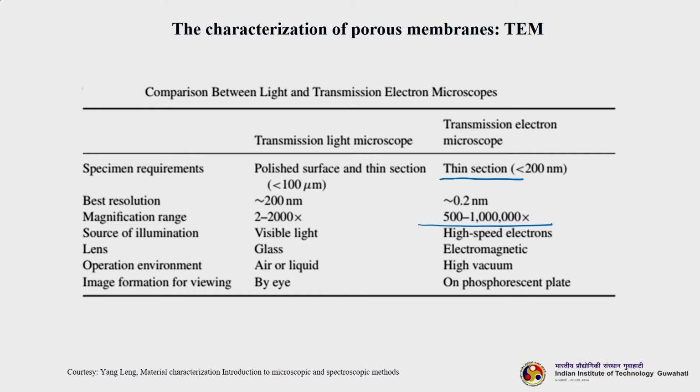That is why TEM is a very sophisticated instrument, and we are using vacuum to do the imaging. Lenses are electromagnetic, whereas in TLM only glass lenses are used, and the operation environment is either air or liquid, while in TEM it is high vacuum. And we can see the image formation in TLM by naked eye, just by looking inside the lens, whereas in TEM the image is formed on a phosphorescent plate.